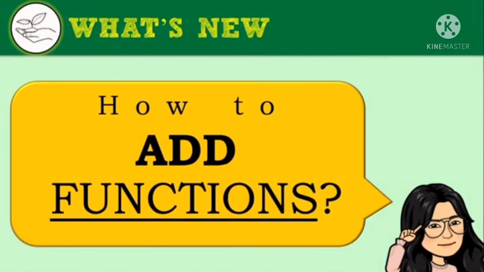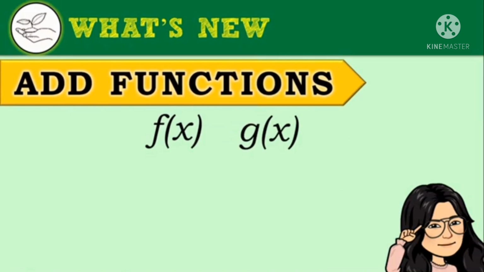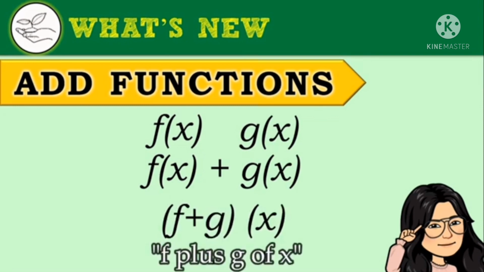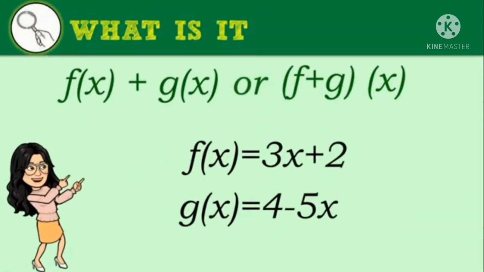Let's have what's new: how to add functions. In adding functions like f of x and g of x, we will follow this notation: f of x plus g of x, or we can use this, f plus g of x. Again, you read it as f plus g of x. Let's have this example: your f of x is equal to 3x plus 2 and your g of x is equal to 4 minus 5x. So how do we add the two functions here?